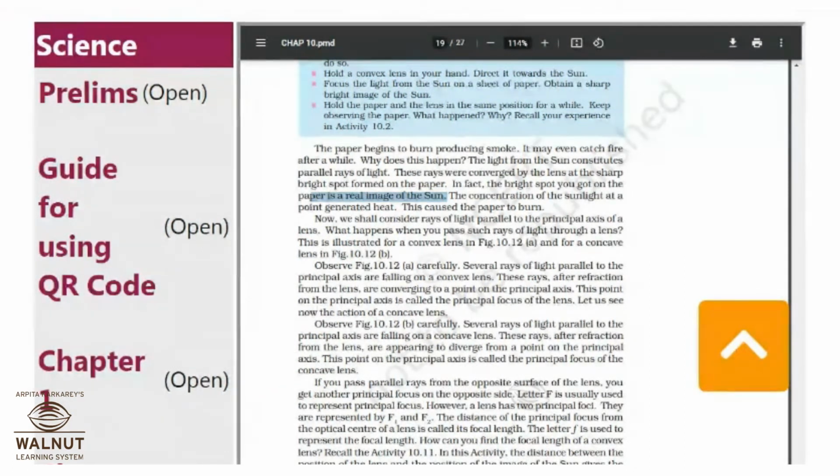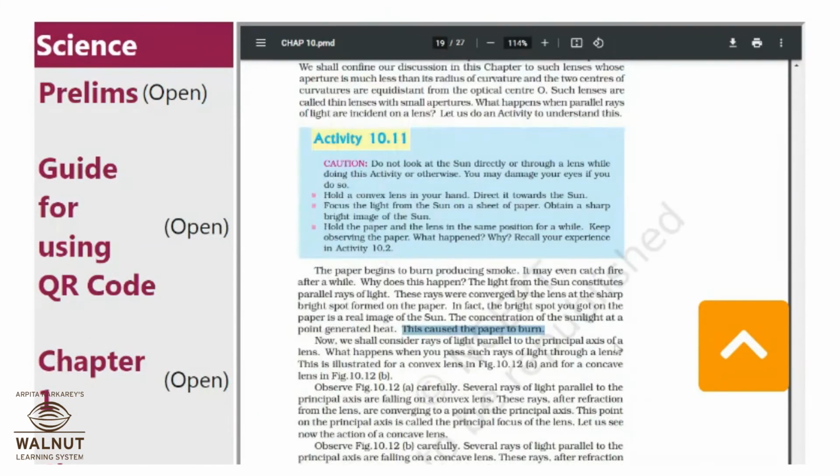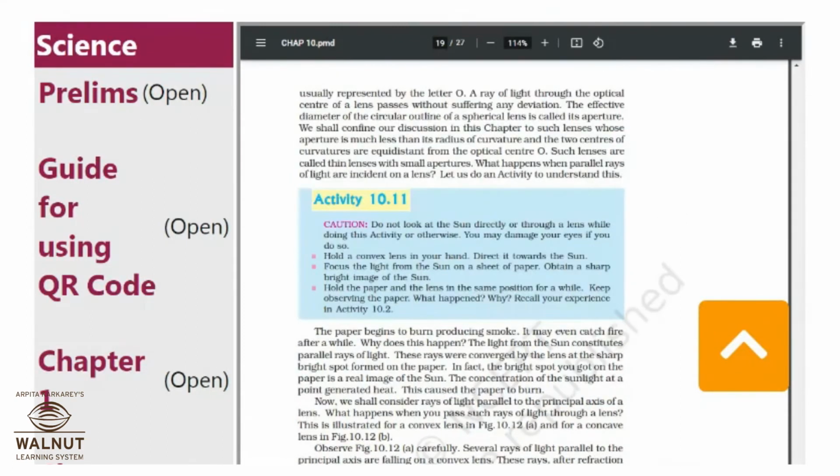Here you can see that you can burn the paper. So this is a type of real image. The concentration of the sunlight at a point will generate heat, and that is why it causes the paper to burn. Getting it, everyone? Have you understood? This may come in the MCQ point of view, so you have to write the proper answers.